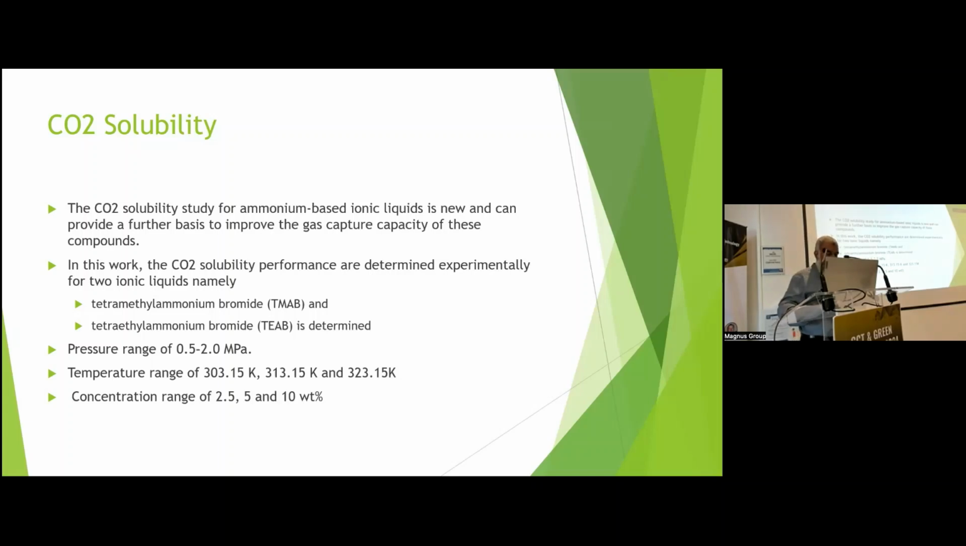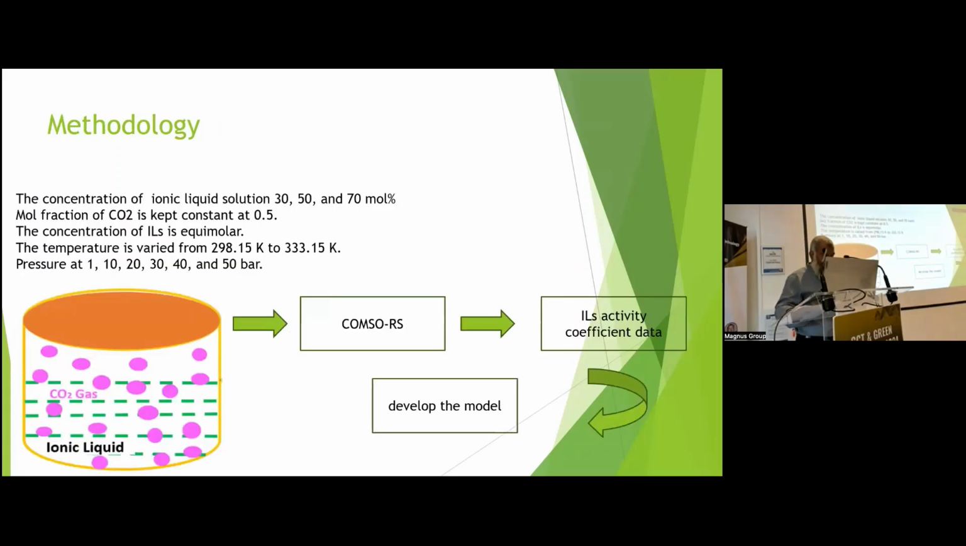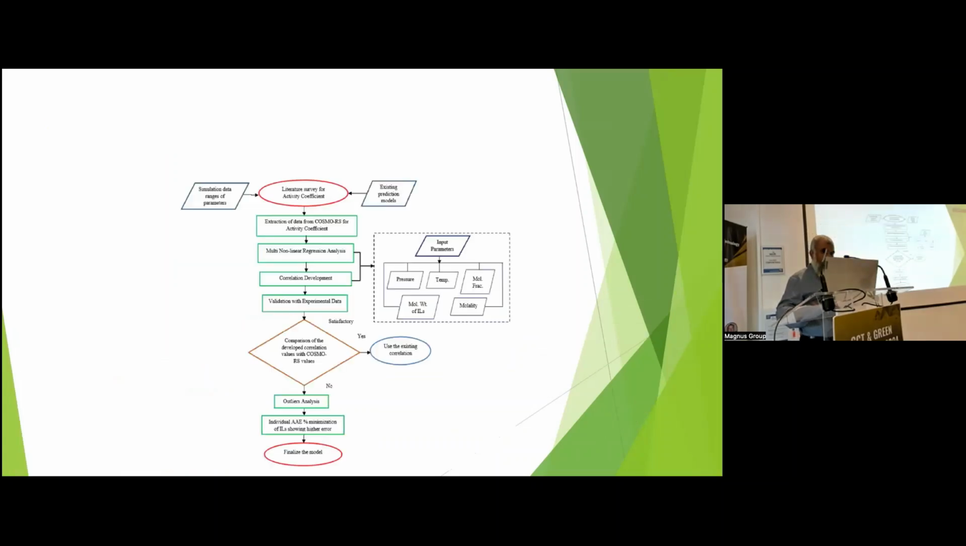And these are the operating conditions. The pressure ranges from 0.5 to 2 megapascal. The temperatures are 303, 313, and 323 Kelvin. Concentrations ranged from 2.5 to 5 and 10 weight percent. The methodology is that we have the ionic liquid with the CO2, and then we run it in COSMO-RS, and then we calculate the activity coefficient and develop the model at these certain operating conditions.